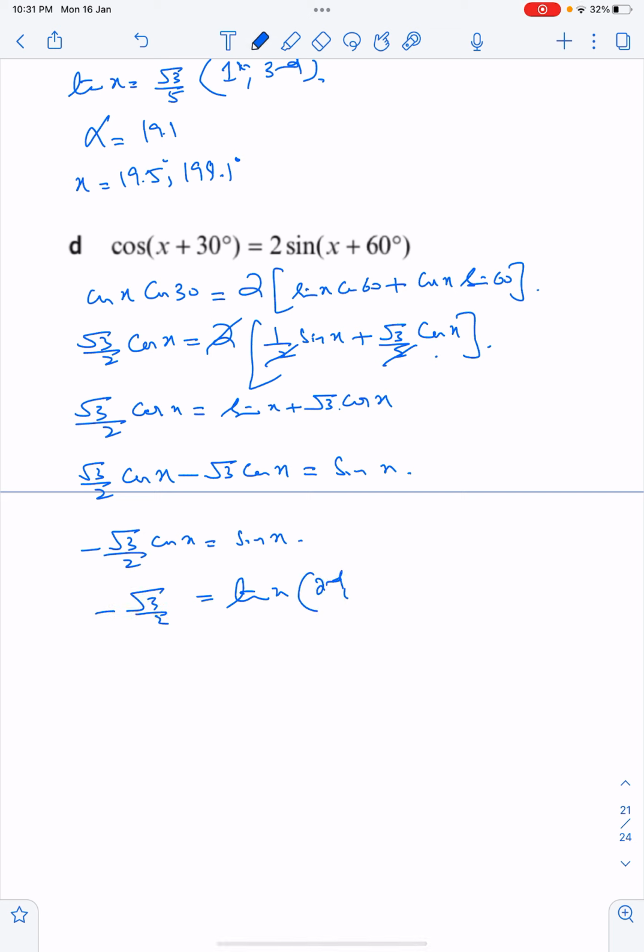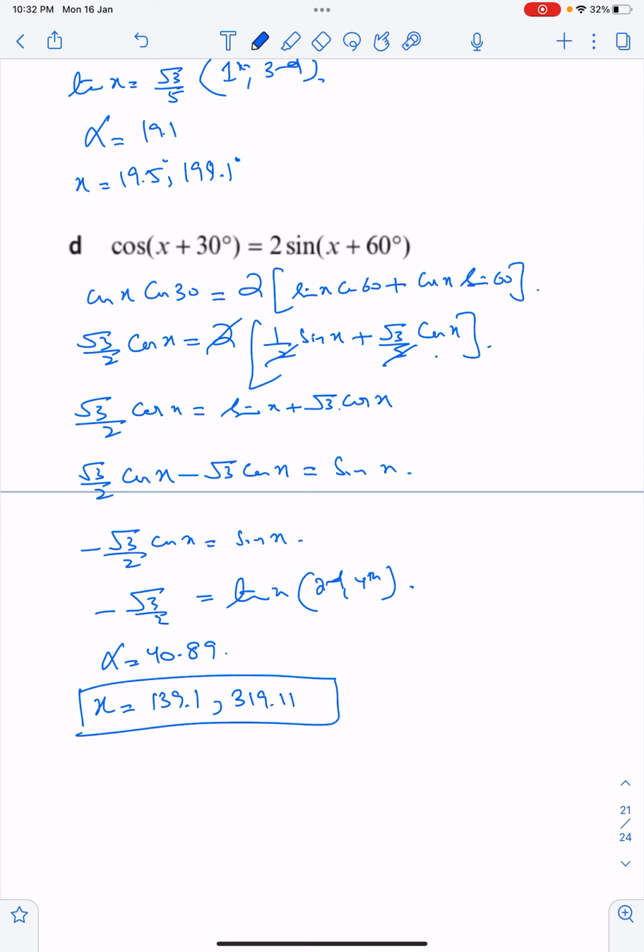We have to look for it in the second and the fourth quadrant because tan is negative in the second and the fourth quadrant. So let's find out the basic angle. Tan inverse of root 3 upon 2, 40.89. Basic angle is 40.89. For the second quadrant the angle is going to be 180 minus 40.89, which is 139.1, and for the fourth quadrant it will be 360 minus 40.89, which is 319.11. These are the two answers for the D part.